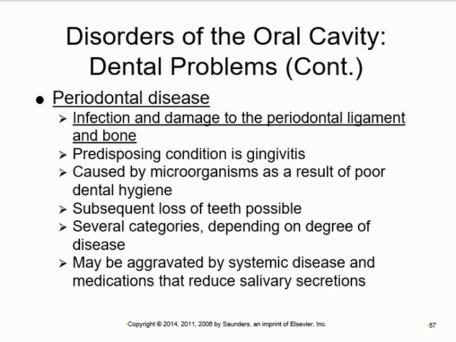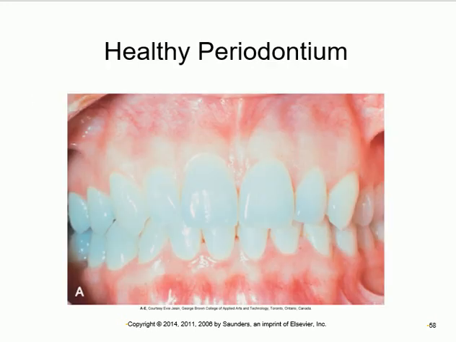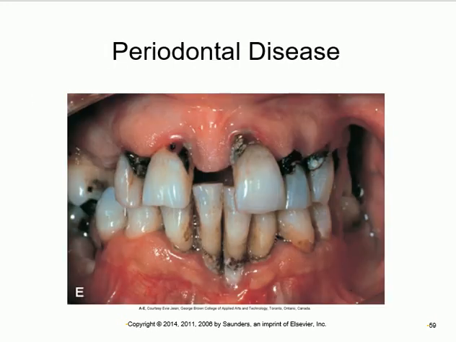Periodontal disease. Peri means around. Dontal means teeth. So periodontal diseases are diseases around the teeth and the surroundings of the teeth. So it affects the ligaments and the bone, and it can lead to gingivitis. This is a healthy tooth, it looks like this, clean. Look at the periodontal disease. The tooth itself is infected, but that's not all.